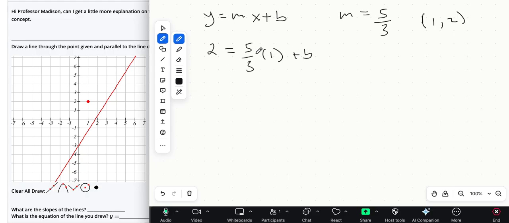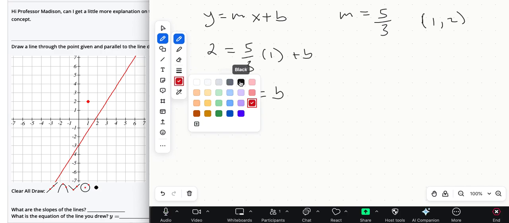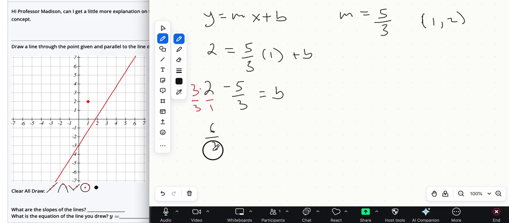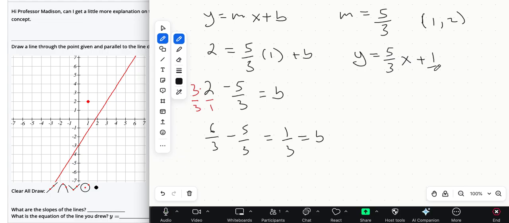and so 5/3 times 1 would just be 5/3. So I'll subtract the 5/3 over, so 2 minus 5/3 would equal b. And I want to get this in terms of thirds so that I can do my subtraction. So we'll just do a quick little 3/3 right here to get a common denominator. So that will give me 6/3 minus 5/3, which would be 1/3 equals b. So that would make my equation y equals 5/3 x plus 1/3.